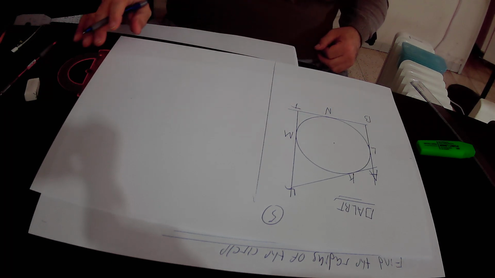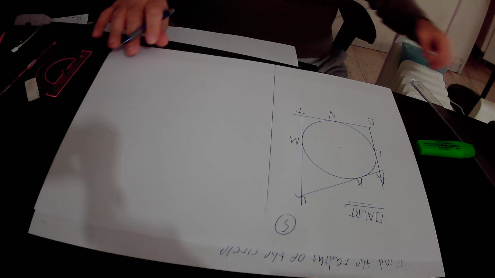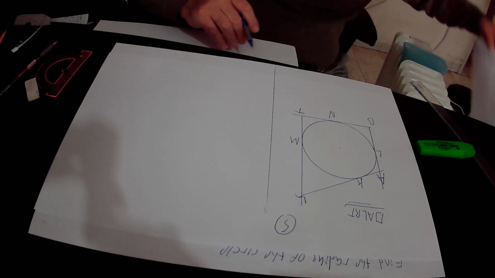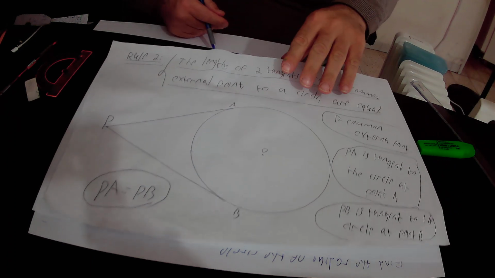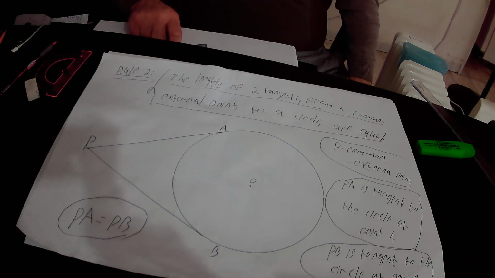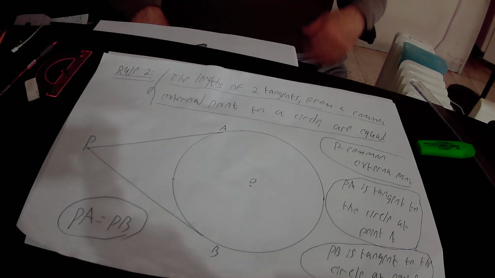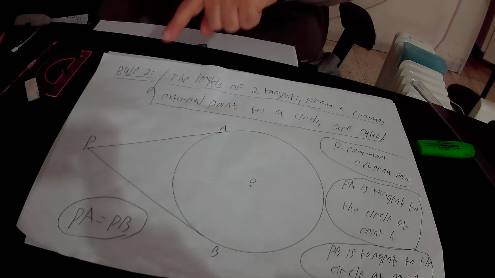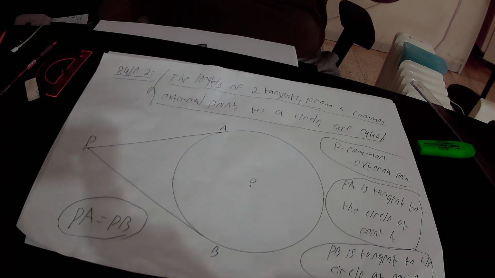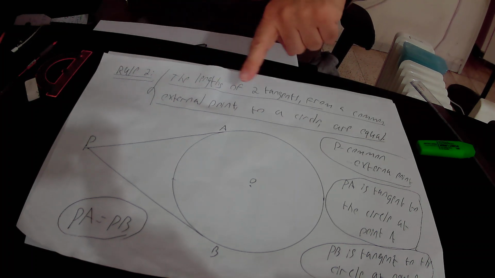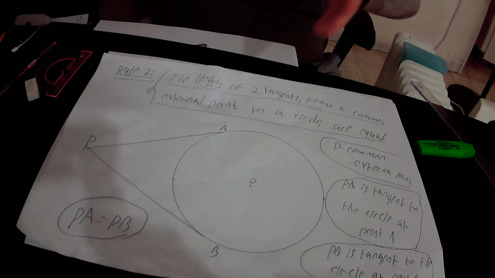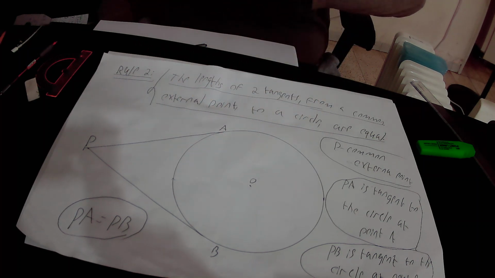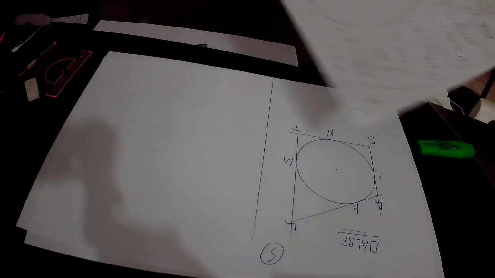We can implement here rule 2. According to rule 2, the lengths of two tangents from a common external point to a circle are equal. In the drawing we have a circle, and we have also the common external point, point P. From the common external point, point P, we have two tangents to this circle, tangent PA and tangent PB. And according to this rule 2, they are equal to each other. That is to say, PA equals PB. We can actually implement rule 2 in our drawing.